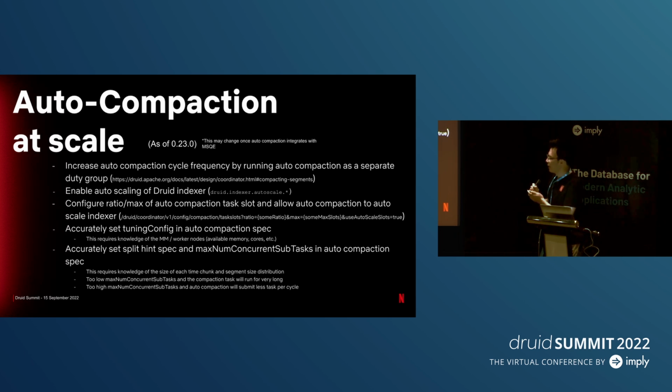The next two are more about tuning the actual compaction job itself. It requires a little bit of knowledge of your middle manager nodes and your data. For the first one, tuning config is similar to how you would tune your batch ingestion, knowing the memory, core, and things like that on your middle managers you can set up.